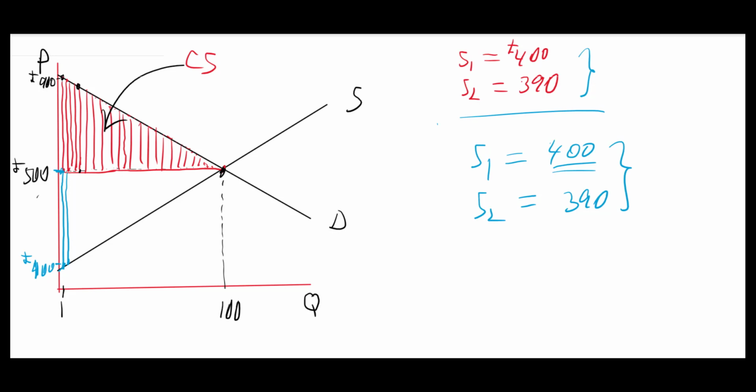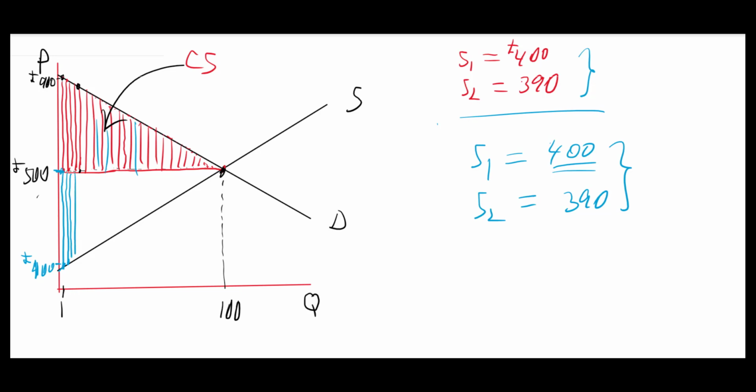So the area here, which I just shaded in red, doesn't have to be equal to the area in the producer surplus triangle. It doesn't have to be, but just for simplicity, I'm using these figures.